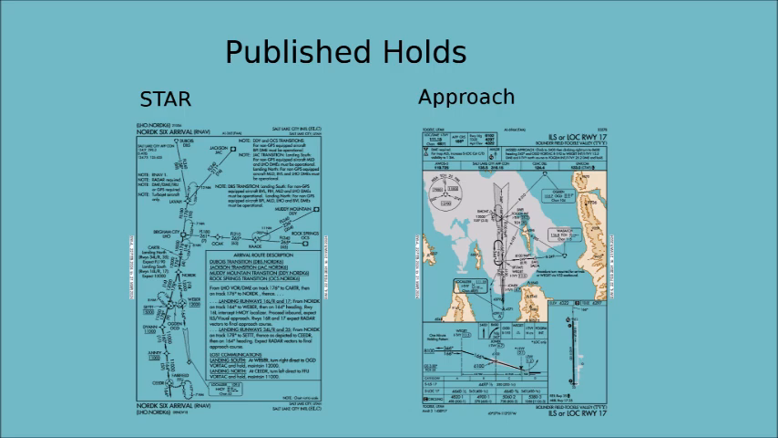An example of published IFR holds for traffic separation are those on standard terminal arrival routes, or STARs for short. Holds may also be published on approach charts to be used in lieu of a procedure turn to align an airplane with the approach course. A holding pattern consists of the following parts.